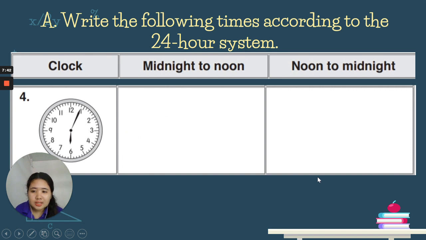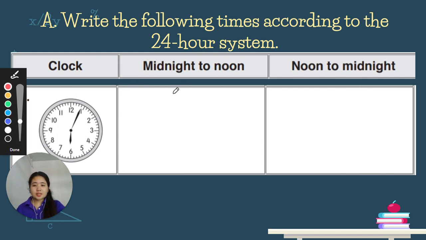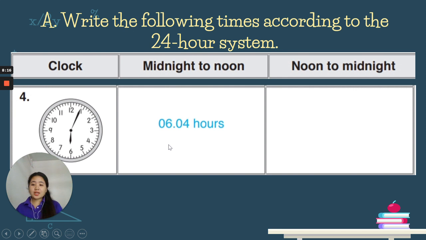Number 4, let's look again at the clock. Okay, so the small hand points at 6, so that means it is 6:06, right? 06 dot. Okay, so let's count the minutes. 1, 2, 3, 4. So that is 06. Okay, that's right. 0604.